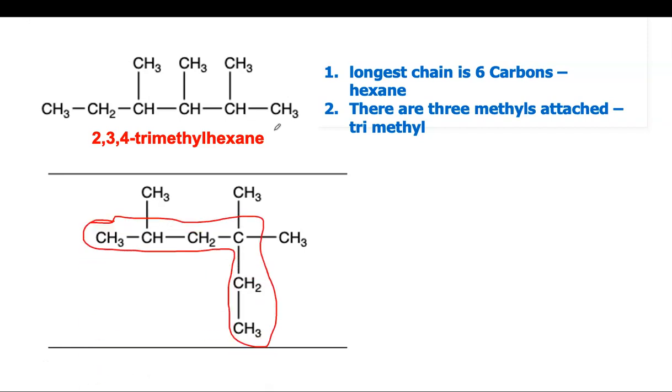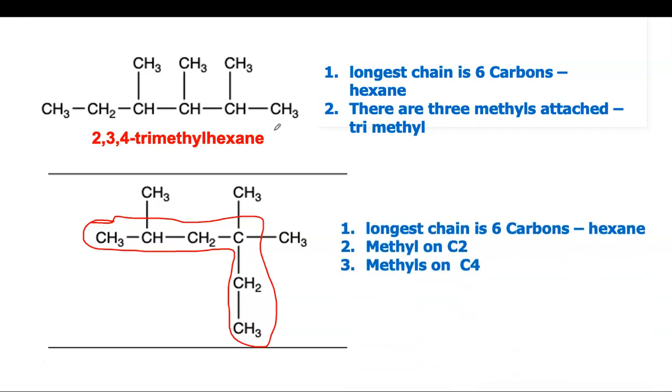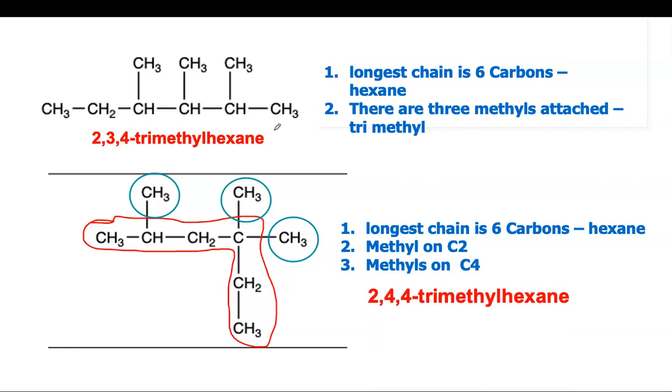Next one. Now, I've sort of circled it. There's your longest chain now: 1, 2, 3, 4, 5, 6. Hexane. You've got a methyl on carbon 2, and you've got 2 methyls on carbon 4. There are 3 methyls in total. So we're going to call this 2,4,4-trimethylhexane. The numbers are corresponding to the methyls: 2, 4, 4, that's trimethylhexane. It is not 3,3,5-trimethylhexane. Just to go back for you.